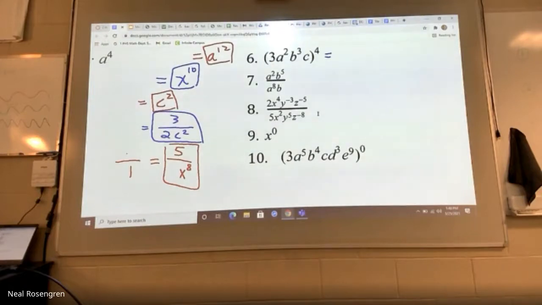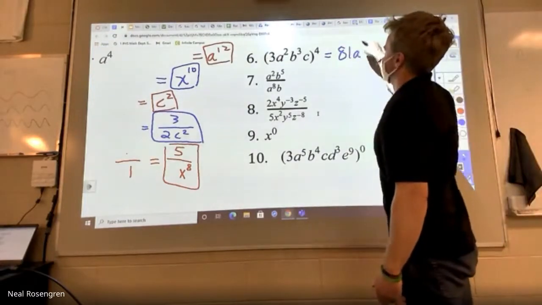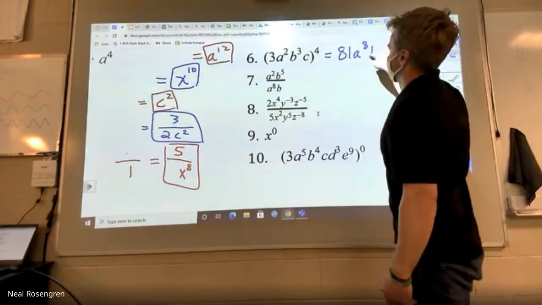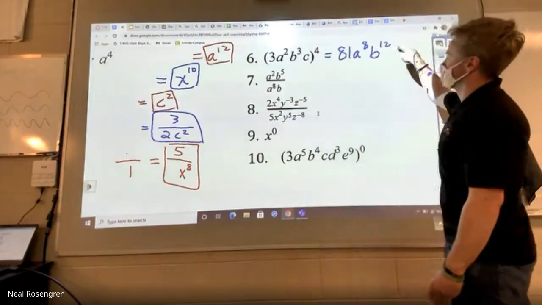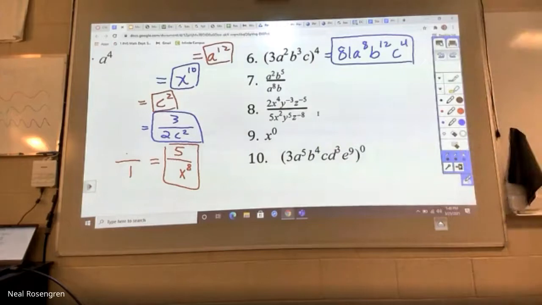Go ahead, Tate. Okay, 8 to the power of 8, and then 2 to the power of 12, and 3 to the power of 4. Perfect. The 3 gets raised to the 4th power. But the 3 is not an exponent, it's just a number. So I just have to do 3 to the 4th, which is 3 times 3 times 3 times 3, which is 81.